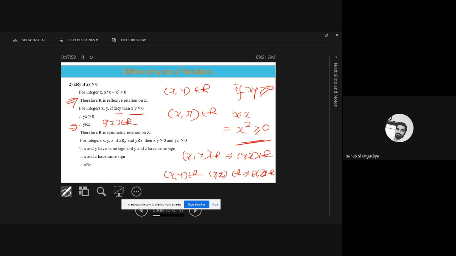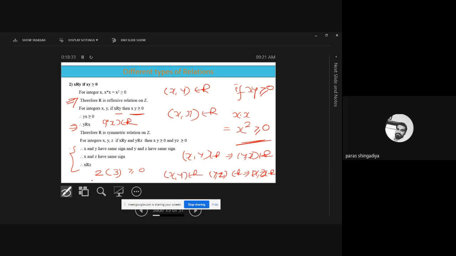You can also take one counterexample here, for any three random values from Z, and then check what about x and z. Clear? But here it is given in mathematical form. Here x and y have the same sign. If it is the same sign, then you will get an answer greater than or equal to 0. Because if both have different signs, for example, if I take x as 2 and y as -3, you will get a negative answer. But if I consider both positive, then you will get an answer greater than or equal to 0.